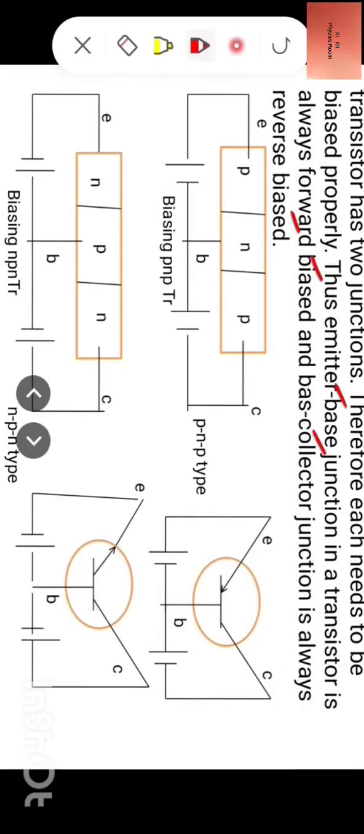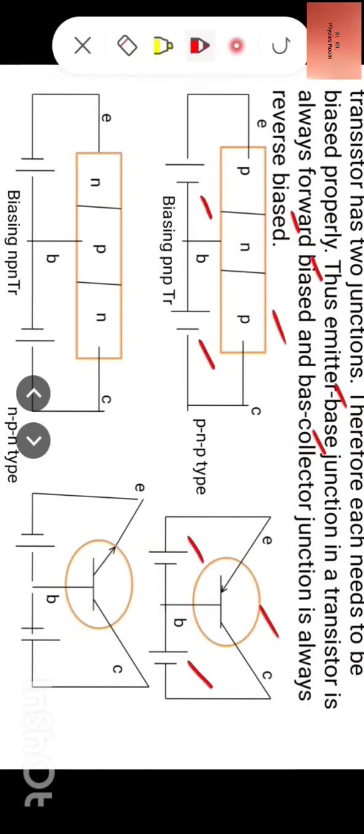Now let us apply bias to the transistors. Look at this diagram and this diagram. This is PNP transistor which has been biased. Now this emitter base junction is forward biased and base collector junction is reverse biased. If we use symbol, then emitter base junction is forward biased, base collector junction is reverse biased. Okay. So this way we can give bias to the transistor for making it ready for action.